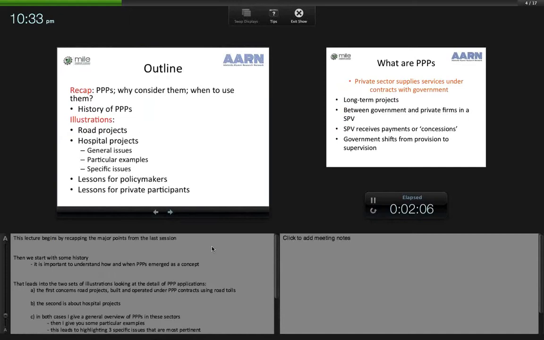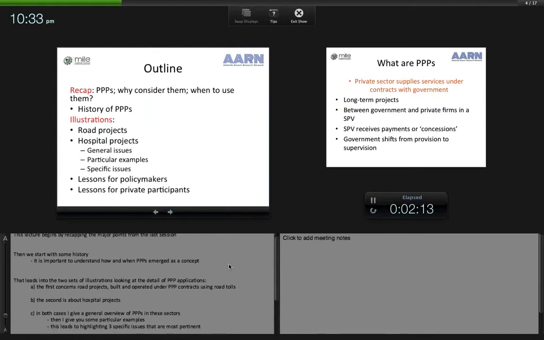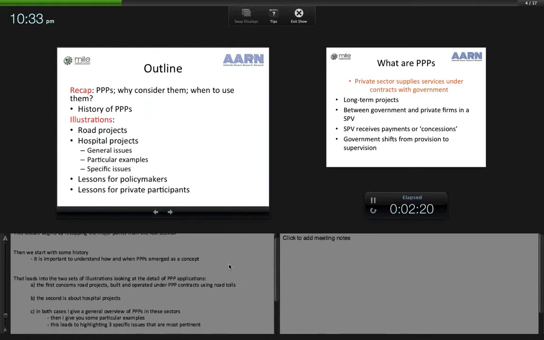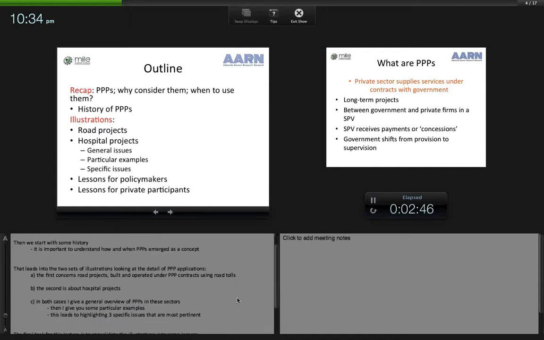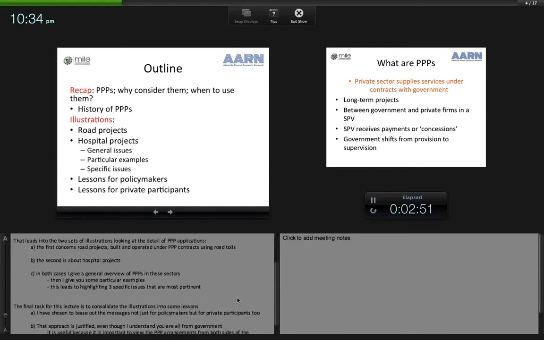Okay, then let me just outline what we're going to go through this afternoon. The lecture begins with a very brief recapping of the major points from the last section. Then we jump into the experience of PPPs, and we start with some history. It's important to understand how and when PPPs emerged as a concept. And that leads us into the 2 sets of illustrations I want to provide, looking at the detail of PPP applications. The first concerns road projects built and operated under PPP contracts using road tolls. The second is about hospital projects. And in both cases, I give a general overview of PPPs in these sectors, and then I give you some particular examples. And this leads to highlighting 3 specific issues that are most pertinent.